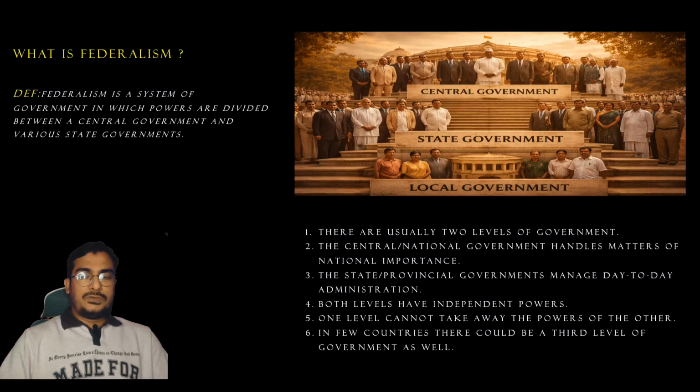What's federalism? Federalism is a principle in which a country should have multiple levels of government. It could be starting with two. There are many countries which have two levels of government. There are quite a few countries where there is the third level of government. So basically, it is a system of government in which powers are divided between central government and state government. So that's federalism. Usually it will have two levels.